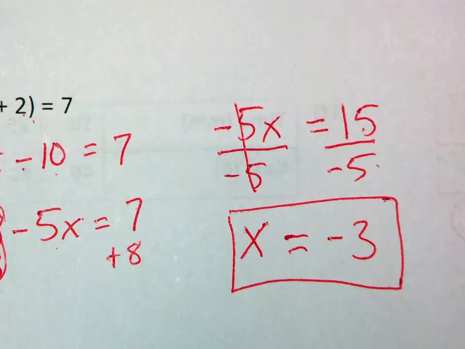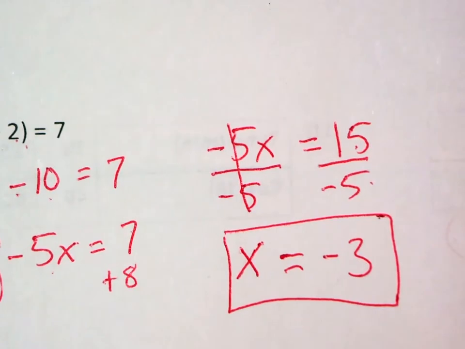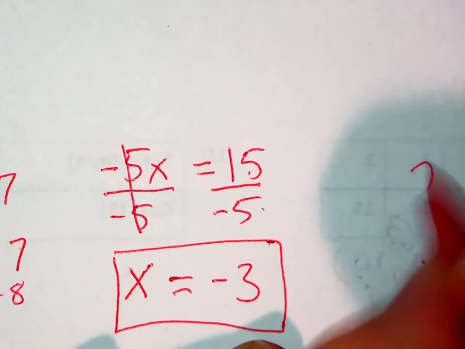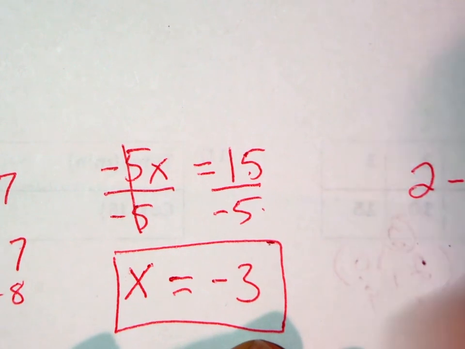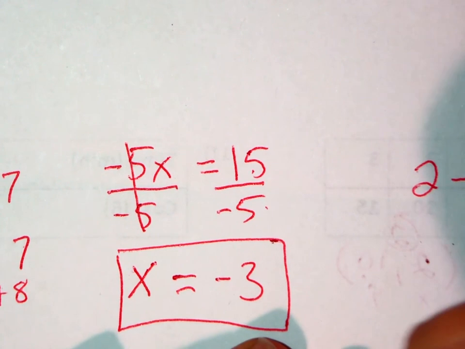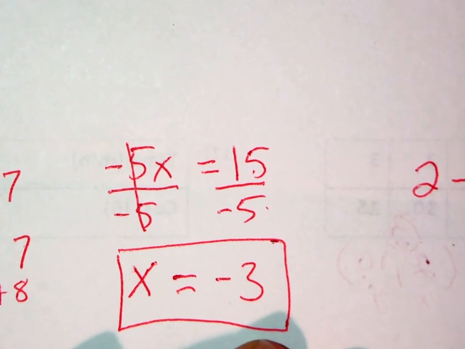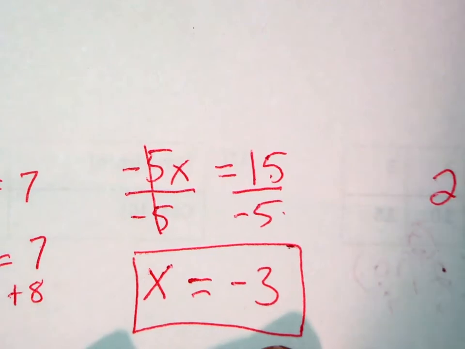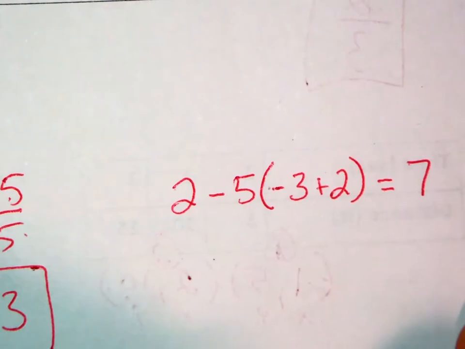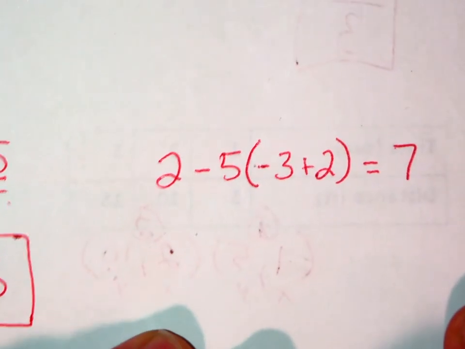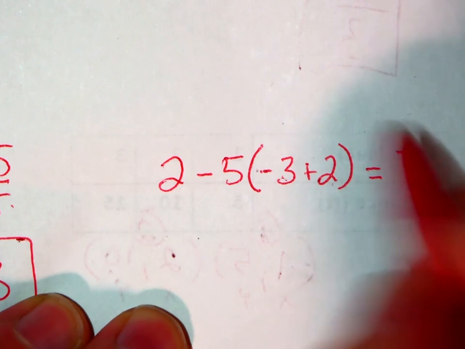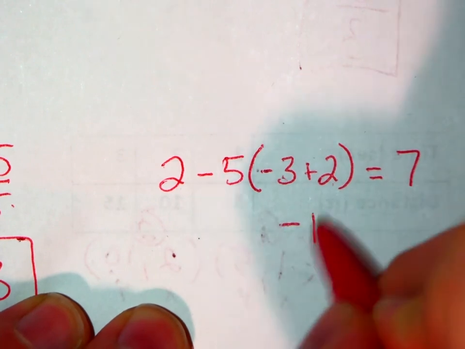And if you remember, I told you there would be no reason for anybody missing these types of problems because we can check our answer as easily as we can solve them. 2 minus 5 times our x value from the problem, negative 3 plus 2, equals 7. First thing I need to do is simplify everything in the parentheses. Negative 3 plus 2, negative 1.